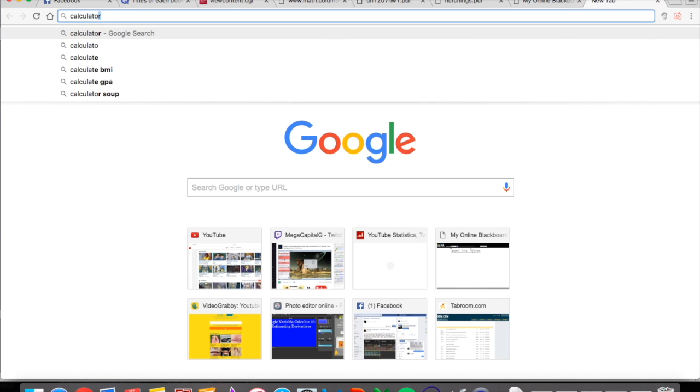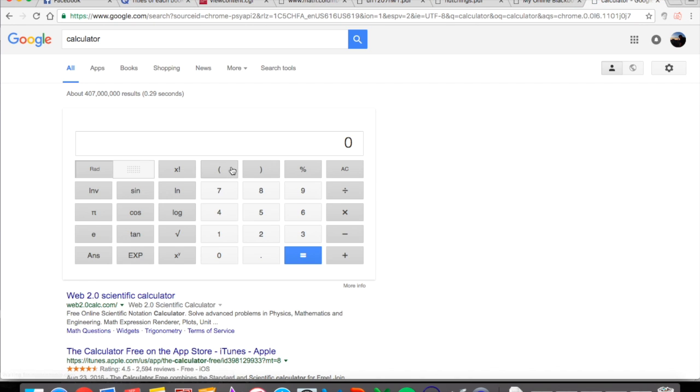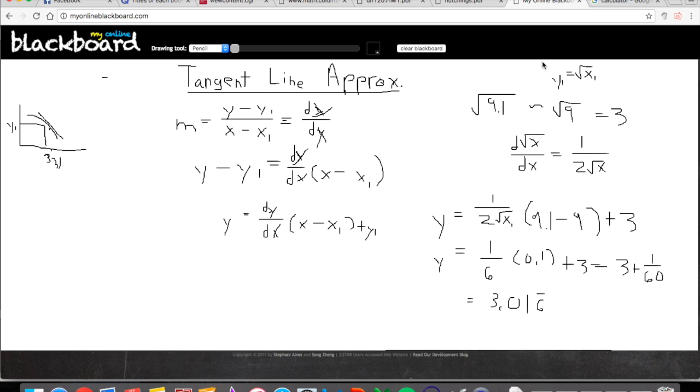Now we're going to see that this is very close to the actual value of radical 9.1. Let's pull up our calculator on Google just to see how close it is. As you can see, it starts to deviate over here, but the tangent line approximation gets us that far.